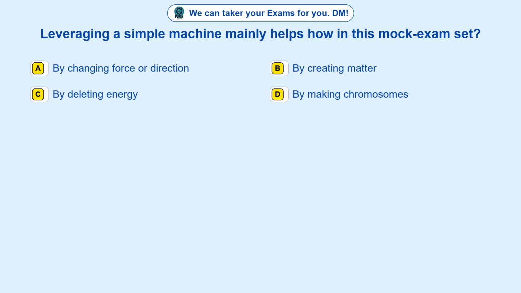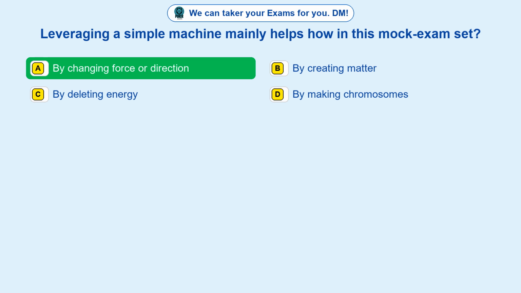Question 63. Leveraging a simple machine mainly helps how in this mock exam set? Option A, by changing force or direction. Option B, by creating matter. Option C, by deleting energy. Option D, by making chromosomes. The correct answer is option A, by changing force or direction.